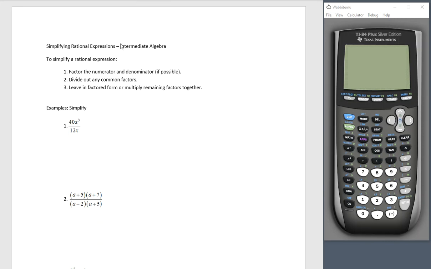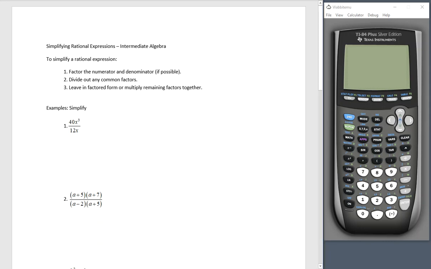Hello, and welcome to Simplifying Rational Expressions. To simplify a rational expression, we're going to use 3 steps. First, we're going to factor the numerator and denominator completely, if possible. Then we'll divide out any common factors, and this is the best part of the simplifying. This is where you get to cancel and make it smaller. And then we'll leave it in factored form or multiply remaining factors together.